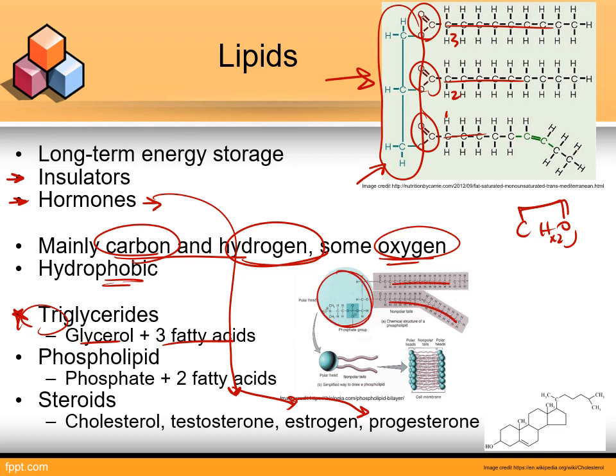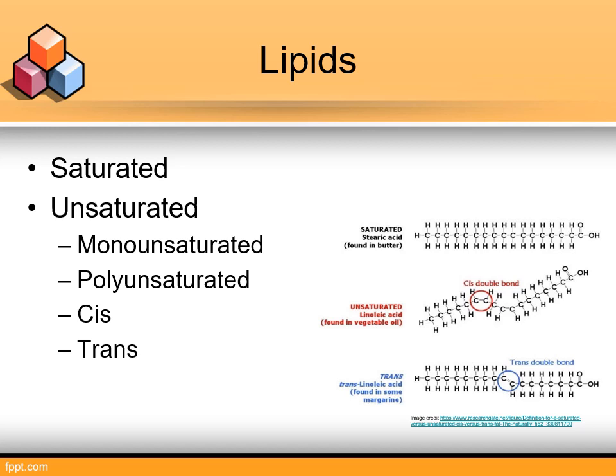And then steroids are not really combinations of fatty acid chains at all. Instead, they mostly look like this, cholesterol. And then, as I mentioned earlier, testosterone, estrogen, progesterone, these are all steroid-based hormones that look a whole lot like cholesterol. So lipids, these fatty acids come in a couple different shapes and forms.